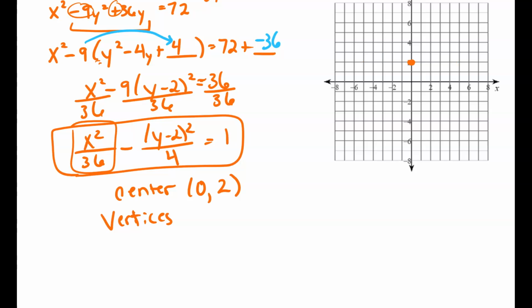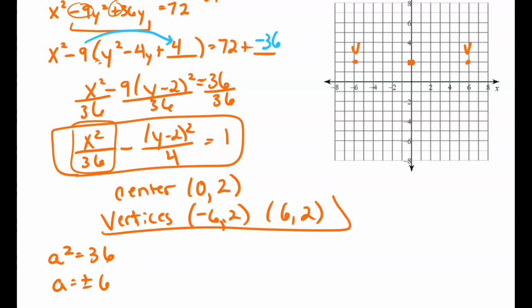But to do that, we use A. A is always used for our vertices when we're working with this. So with this one, we got a squared is equal to 36, so we know a is plus or minus 6. So I go to my center and I go over 6 to the right, and I got to go 6 to the left because, again, we know we're opening left, right. So what are my 2 vertices? Well, I got negative 6, 2, and I have 6, 2. So those are my center and vertices.